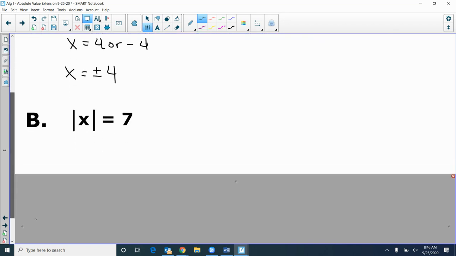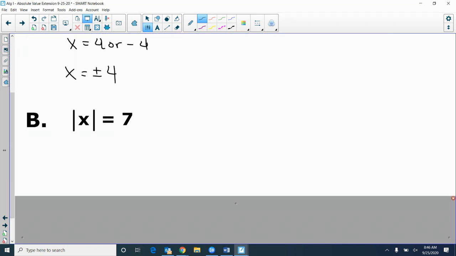Absolute value of x equals 7. Well, how many numbers have an absolute value of 7? Obviously 7, and what else? -7. So x equals -7 or 7, or you can write it as plus or minus 7. Now, obviously, they're not all going to be this easy.